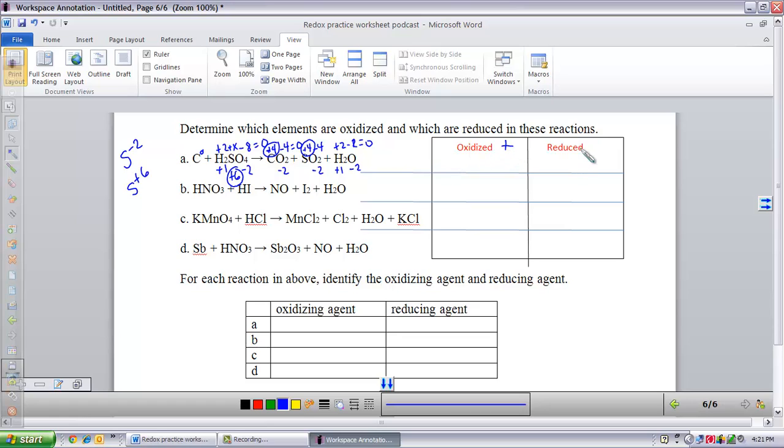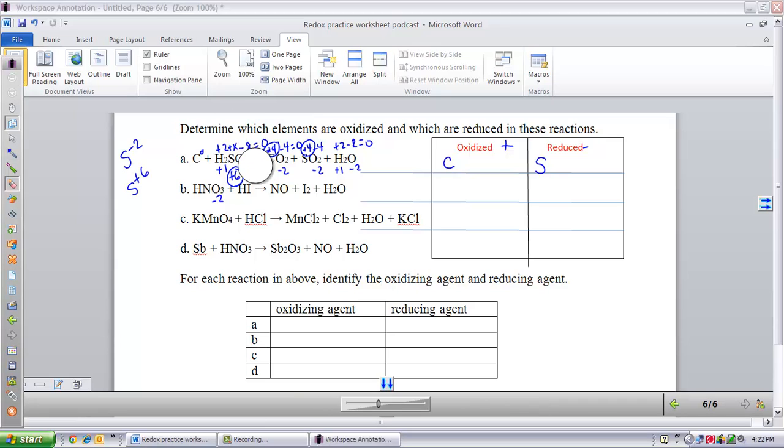All right, so let's look at what's oxidized. Remember, oxidation is loss of electrons, but you're becoming more positive. Reduction is a gain of electrons, and so you tend to become more negative. So looking at this, carbon goes from 0 to a +4, so he's oxidized because he's getting more positive. He's losing electrons. Hydrogen goes from +1 to +1, so he's just a spectator. Sulfur goes from +6 down to +4, so he's reduced because 6 goes down to 4. Oxygen stays the same as well.